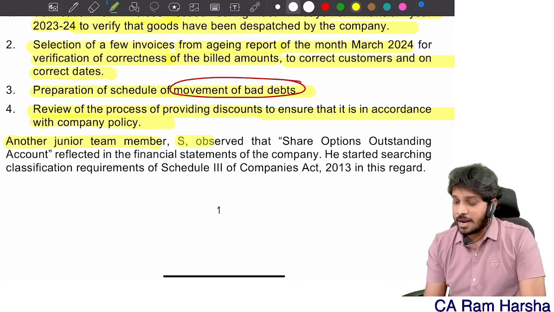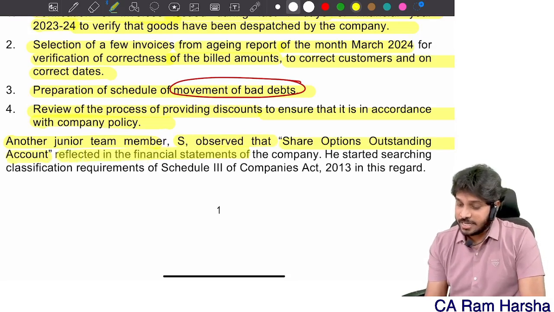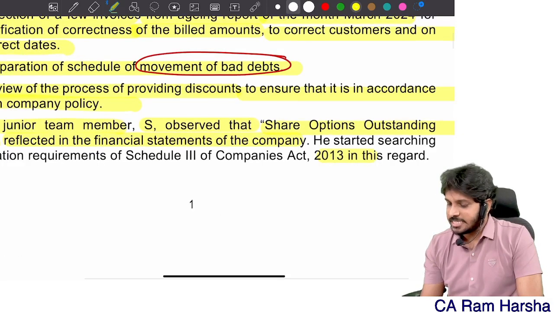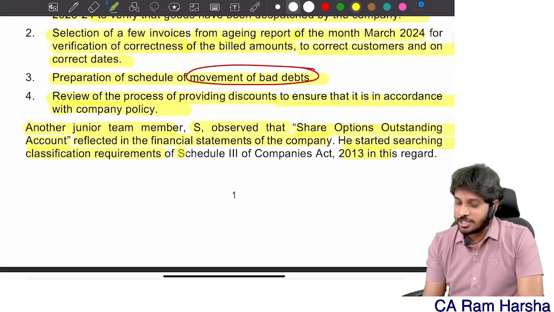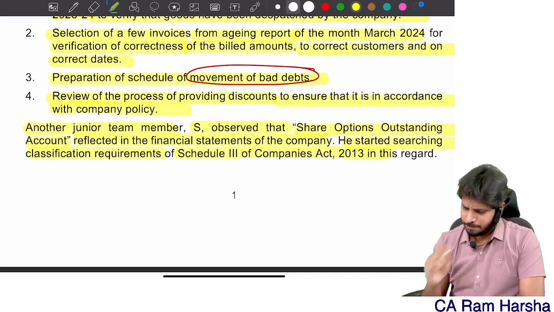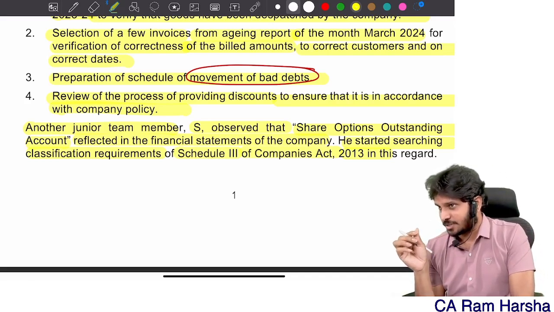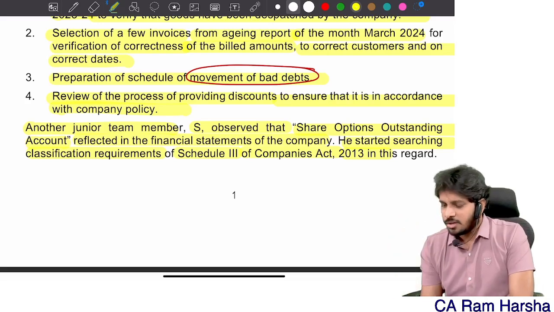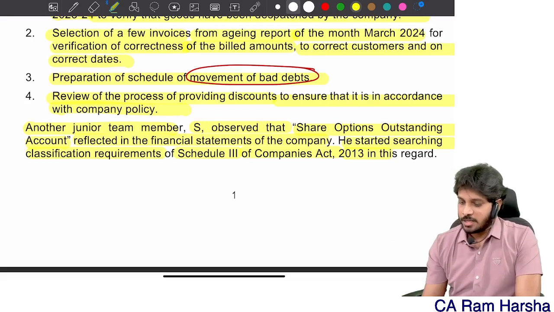Another junior team member observed that a share option outstanding account is reflected in the financials of the company. He started searching the classification requirement of Schedule 3 of the Companies Act. So the share option outstanding account is there. Must it be classified under reserves and surplus? Yes or no? I'm not sure. That you should only be perfected: ESOP, share option outstanding account.